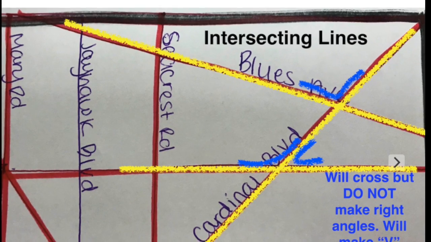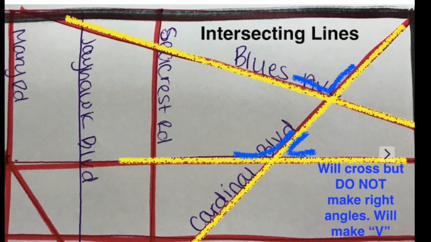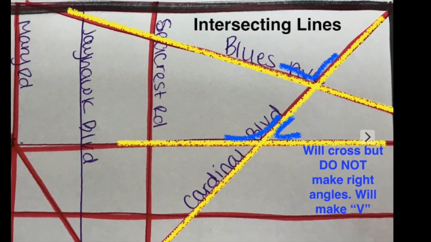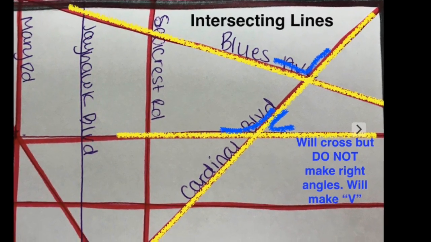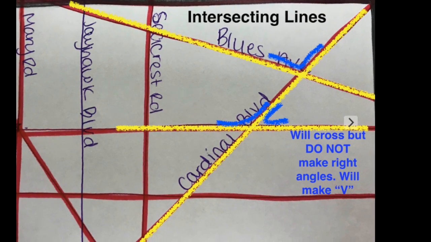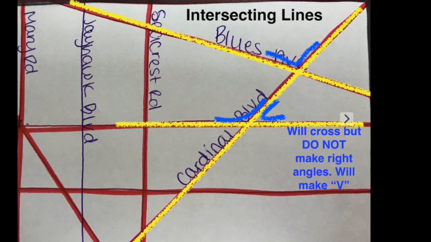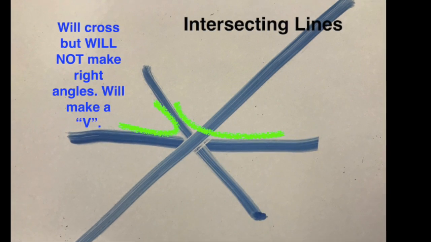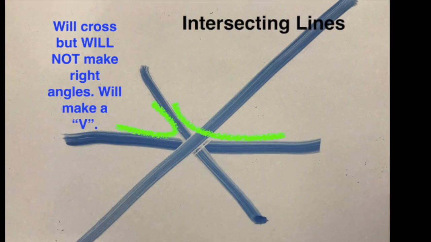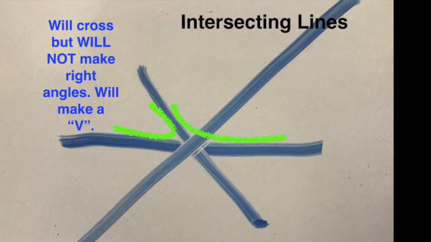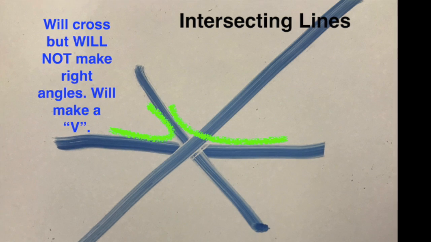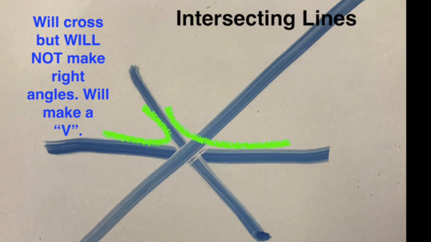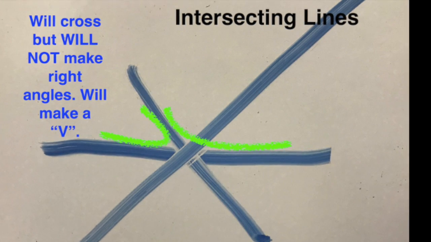A road map is a great example where you may see intersecting lines. On this particular road map, you can see that some roads cross but do not make 90-degree angles. Therefore, they are considered intersecting lines. Here is another example of intersecting lines. A student drew this on the board to show how lines can intersect but not make 90-degree angles. This is a great example of intersecting lines. Raise your hand if you can think of other places you have seen intersecting lines before.